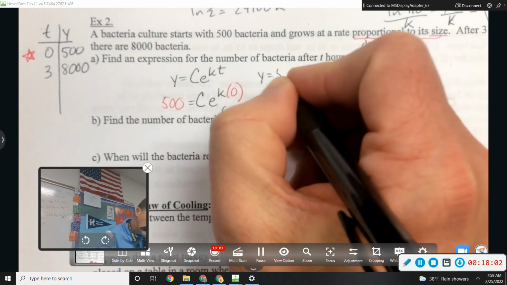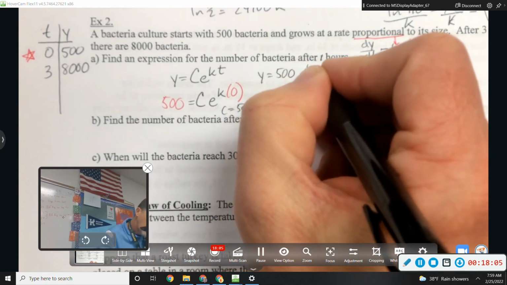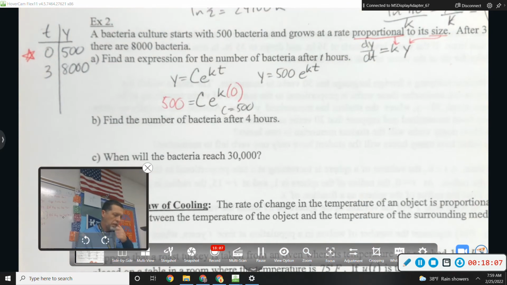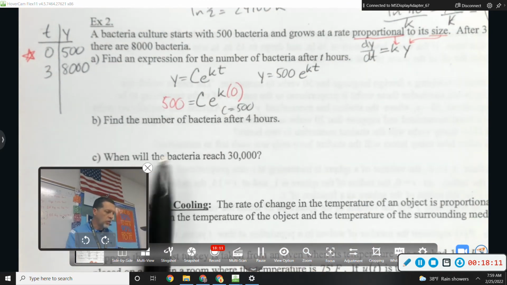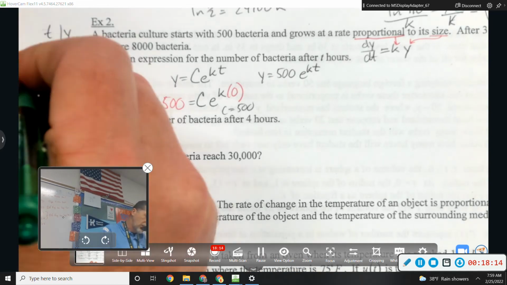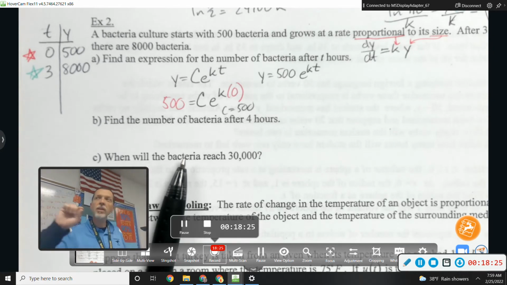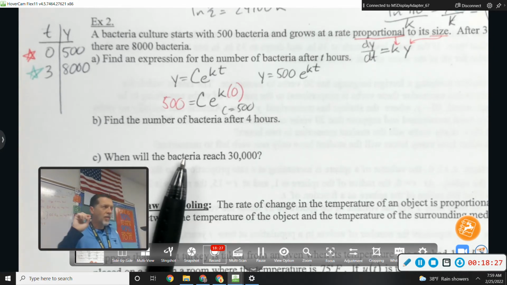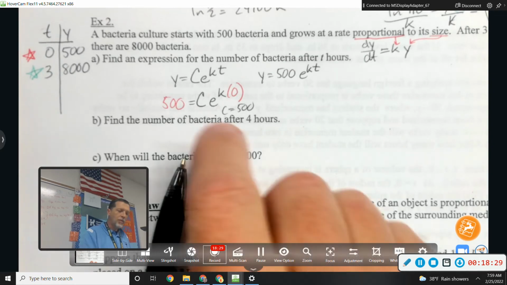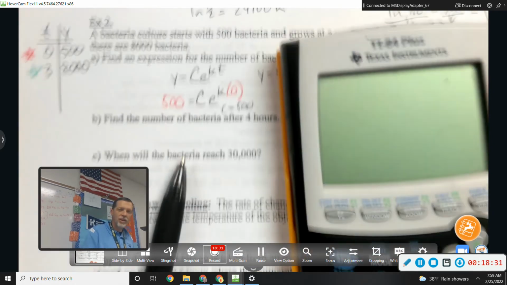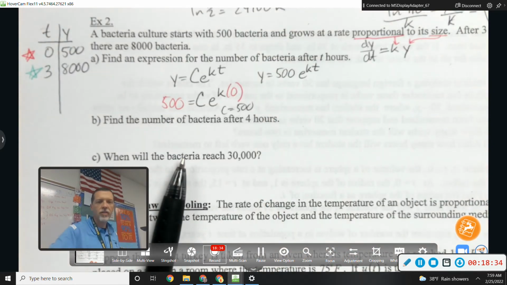So y equals 500 e to the kt. Now, I want you to use the second piece of information to figure out what k is. I'm going to pause the video and give you a chance to find k. You don't have to give me a decimal for k. If you write the equation on your paper and you have the decimal in your calculator, that's good enough.